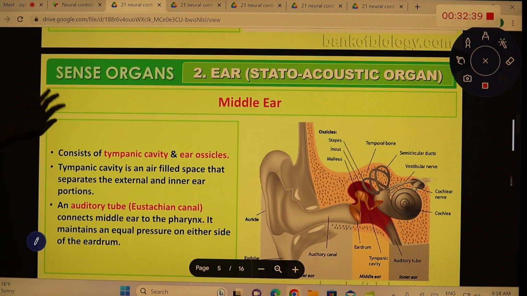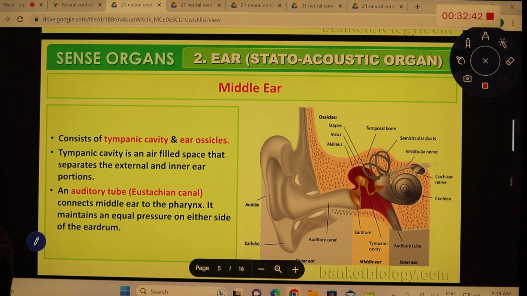Now we are moving on to the middle ear. What does the middle ear consist of? Tympanic cavity and ear ossicles. What are ear ossicles? In yesterday's class we studied 3 bones present in your ears. What are the 3 bones? Malleus, incus and stapes. Why do we call them ossicles? Because they are very tiny. So what does the middle ear consist of? Tympanic cavity and ear ossicles.